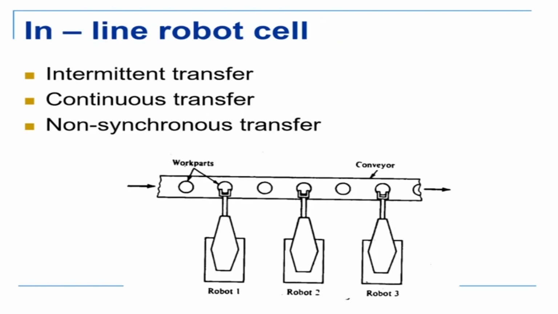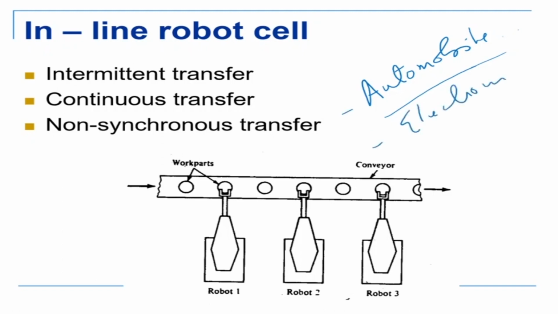The inline robot cell is the kind very commonly used in the automobile industry. What we see here is that there is a transfer line or a conveyor, and parts are coming on the conveyor, and at different stations the robots are doing different things. This is called an inline robot cell, and it is one of the most commonly used in automobile and also in electronics. In the electronics industry, exactly the same setup is used.